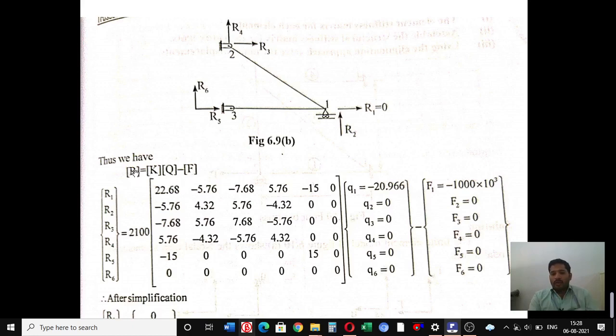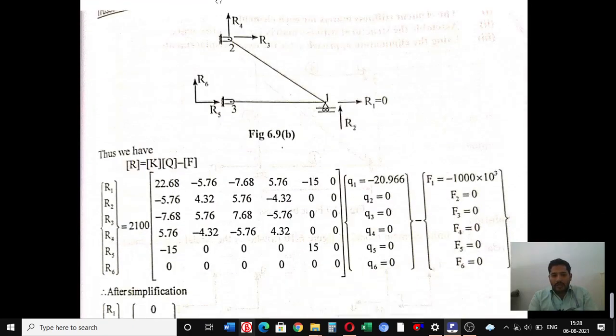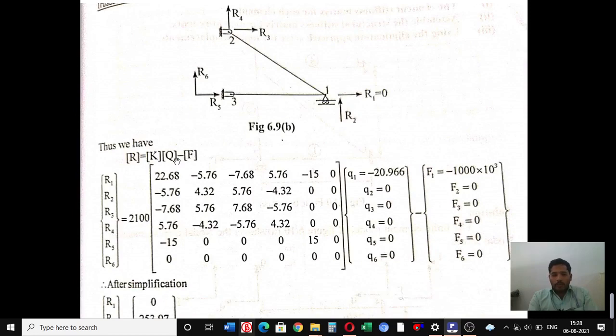R is nothing but the normal reactions R1, R2, R3, R4, R5 and R6. K is nothing but the global stiffness matrix, whatever we found above. The same thing we have to represent here. Q is nothing but the nodal displacement, Q1, Q2, Q3, Q4, Q5, Q6. This Q1 value we already found, how much? Minus 20.996. Q2 is 0, Q3 also 0, Q4 also 0, Q5 also 0, Q6 also 0.